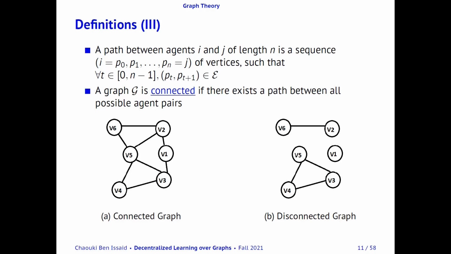With this definition, we say that a graph is connected if there exists a path between all possible vertex pairs. For example, the graph in example A is said to be connected, while B is a disconnected graph since there is no path between V6 and V1, for instance.